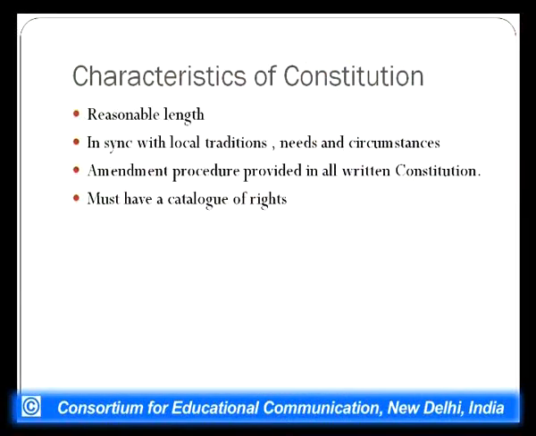The fourth characteristic of a constitution is that it must have a catalogue of rights. This catalogue of rights is called by different names in different countries. For example, the US calls it the Bill of Rights, India calls it the Fundamental Rights. So it must have a catalogue of rights. Then there are other smaller considerations while you write a constitution, that the language should be simple.